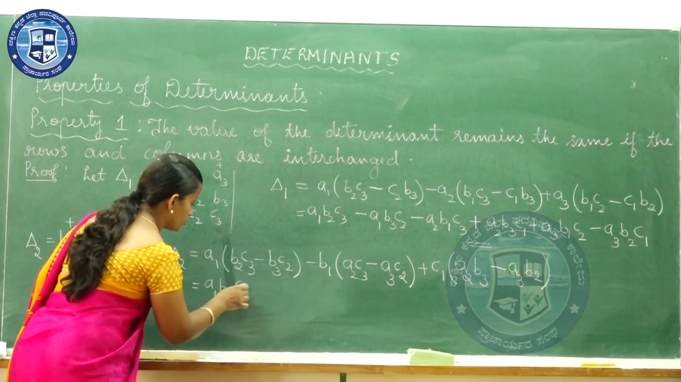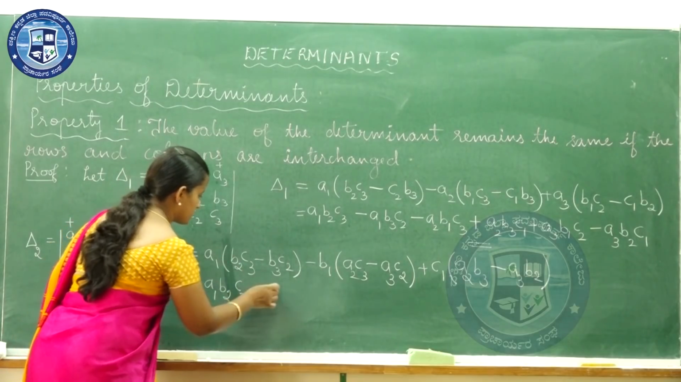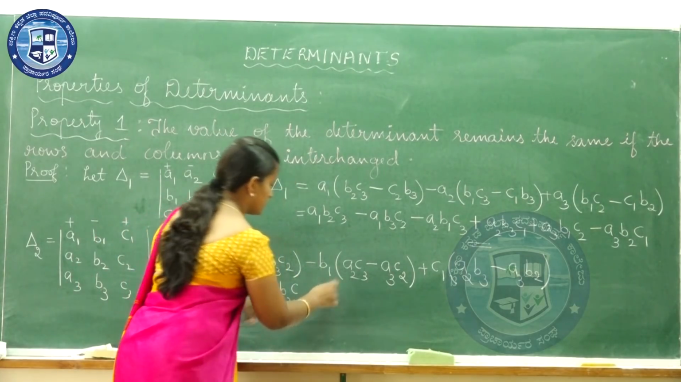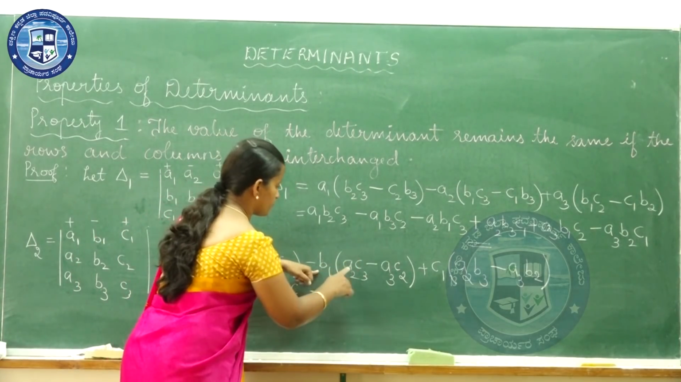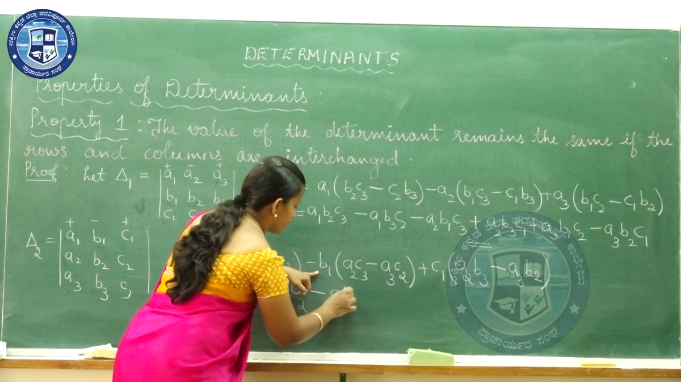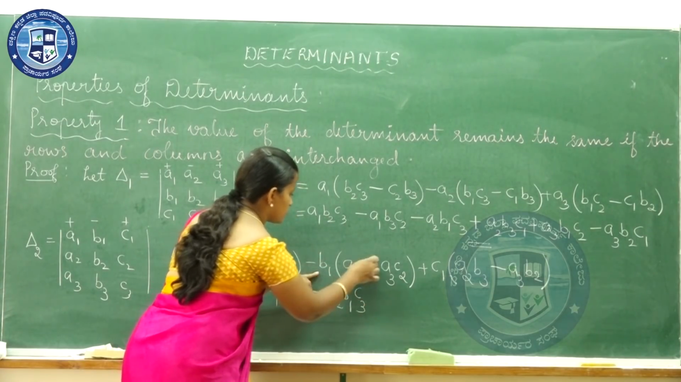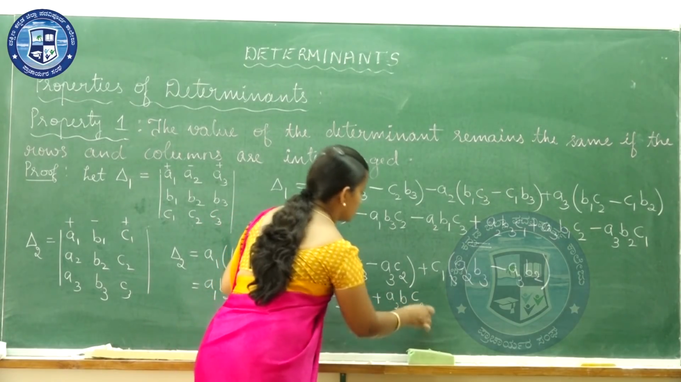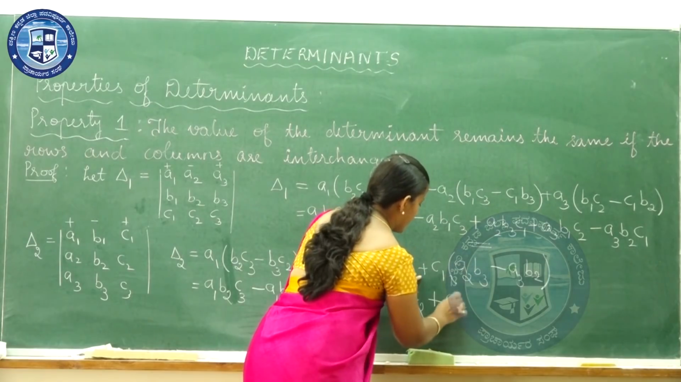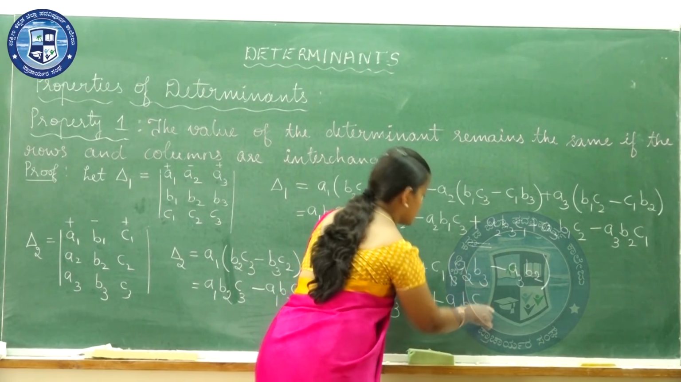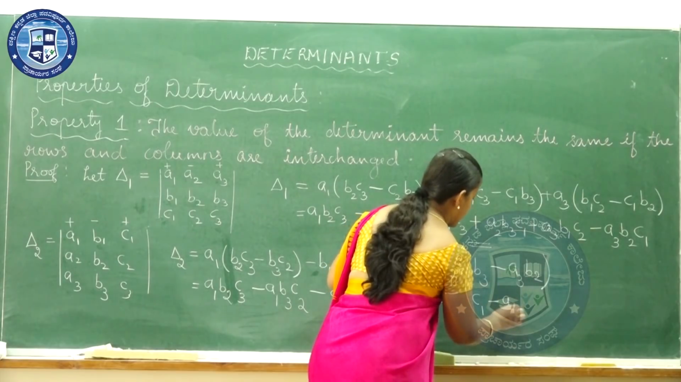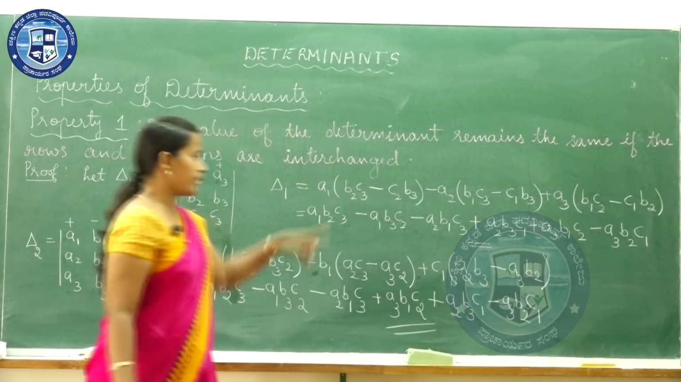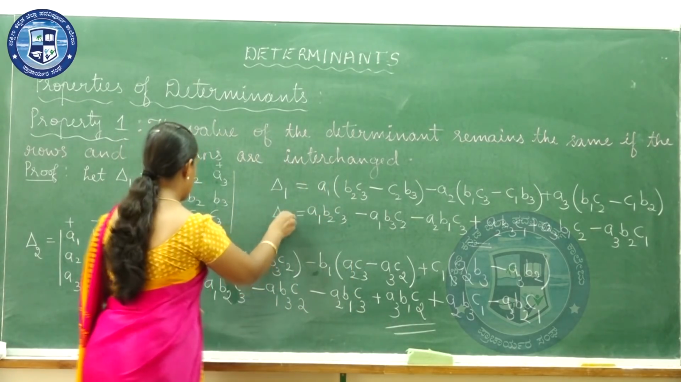A1 B2 C3 minus A1 B3 C2 minus, write it in the order ABC, it becomes easy to verify. So A2 B1 C3 minus into minus plus A3 B1 C2 plus A2 B3 C1 minus A3 B2 C1. Check whether delta 1 is same as delta 2.